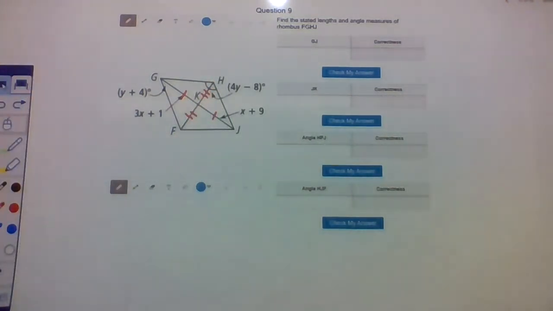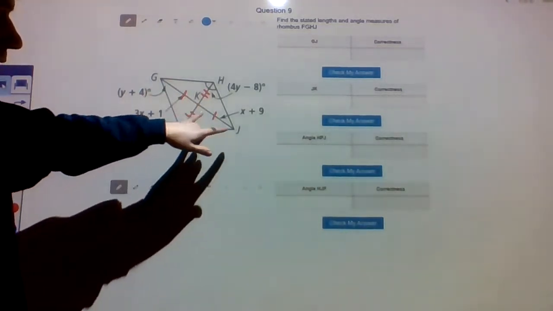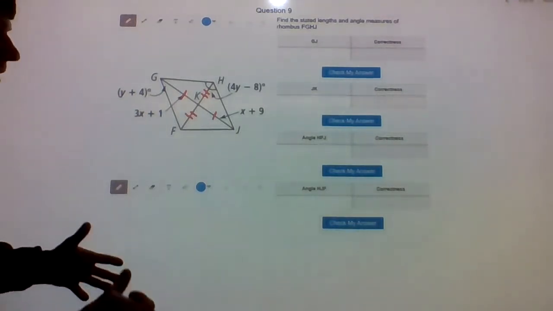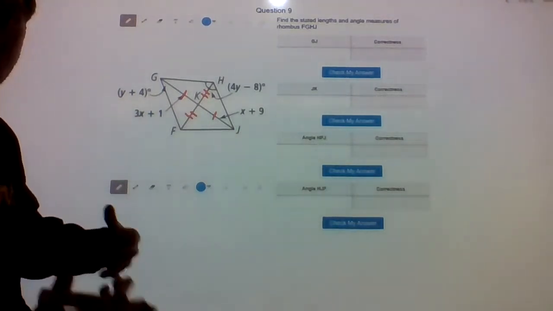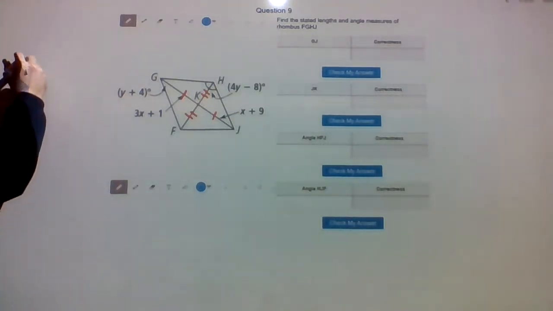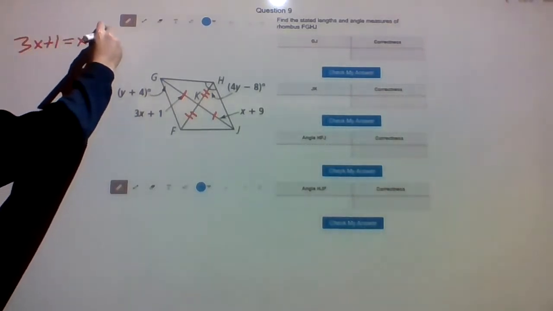GK is equal to KJ and FK is equal to KH, so the piece they're giving us is JK, 3x plus 1, and JK, x plus 9. So those are going to be equal to each other. That diagonal is getting bisected. It's getting split into two equal pieces. So we're going to have 3x plus 1 equals x plus 9.